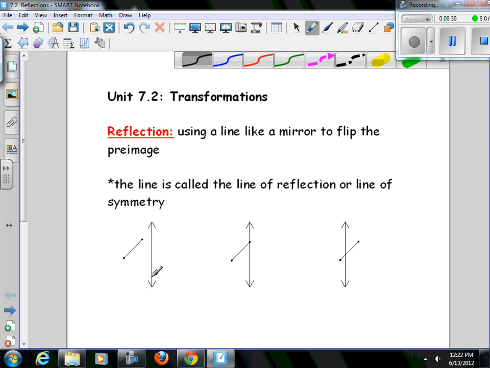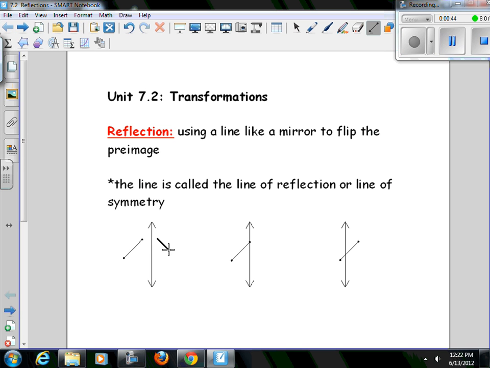Right here is your line of reflection. And then here is the image, the straight line that we're going to try to reflect across. This isn't going to be absolutely perfect, but you get the idea that we're going to create a kind of mirror image of where that's located here. I probably should have made it a little bit longer, but you get the idea.